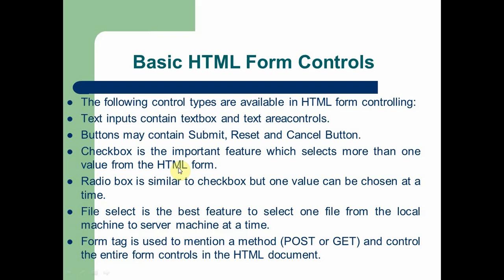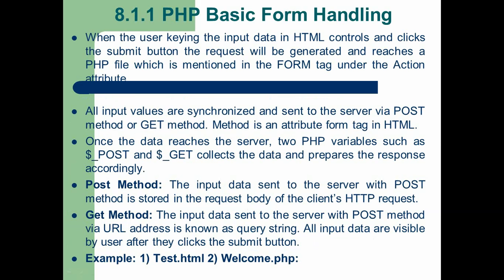So the form tag contains two types of methods. One is post, another one is get. So what is the difference between post and get? Whenever we press any button, through post or get, all the input values are collected and sent to the server via the post method or get method. Method is an attribute of the form tag in HTML. Once the data reaches the server, two PHP variables, underscore POST and underscore GET, collect the data and prepare the response accordingly.